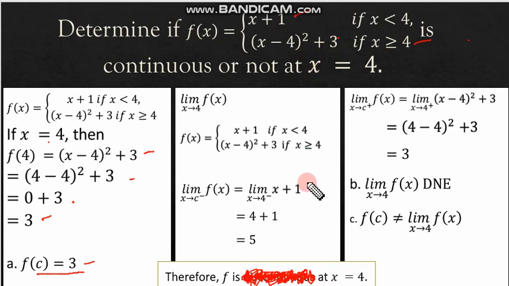Okay, the limit of f of x as x approaches c negative is this one, x plus 1. As x approaches 4 minus, that's 4 plus 1, which is equal to 5. For the right side, the limit of the function as x approaches 4 plus, that's the quantity (x minus 4) squared plus 3 as x approaches 4 plus.